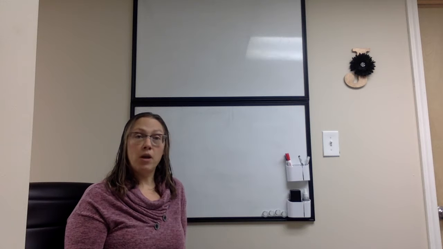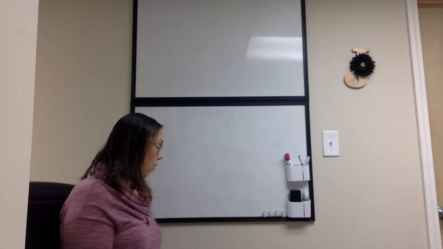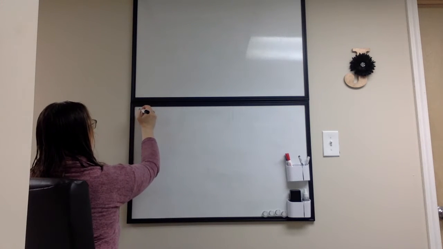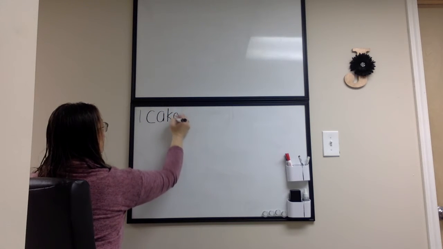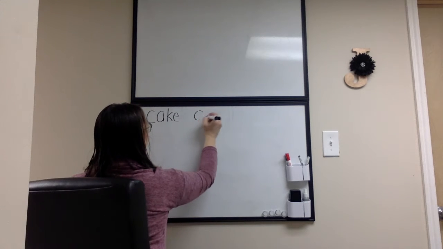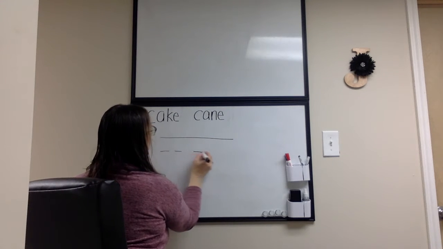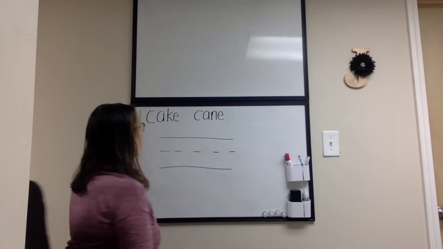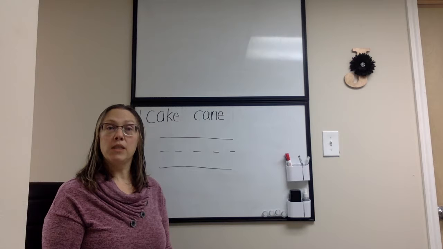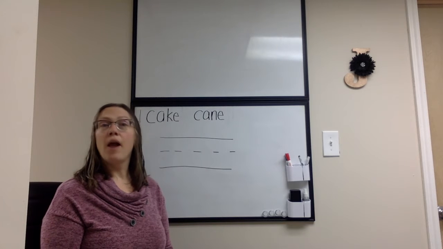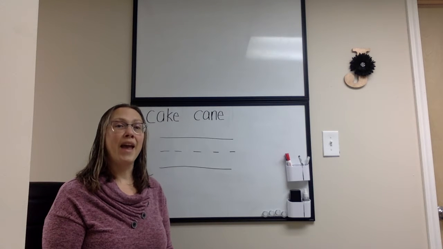So if you had printed off 10.1, you are going to notice for number one that there are two words. Mrs. Johnston is going to give you a word. We have to figure out which word Mrs. Johnston said. We're going to circle it and then we're going to write it on the board. So the word for number one is cake.